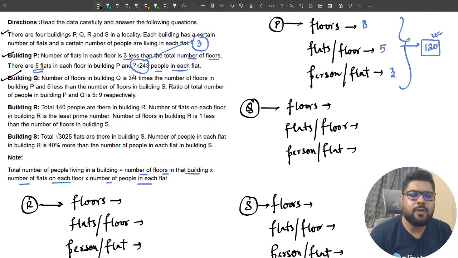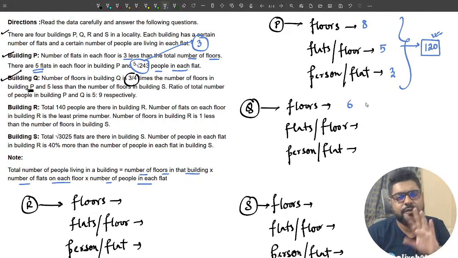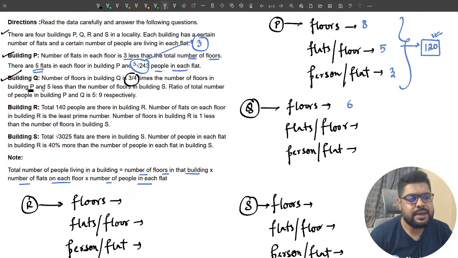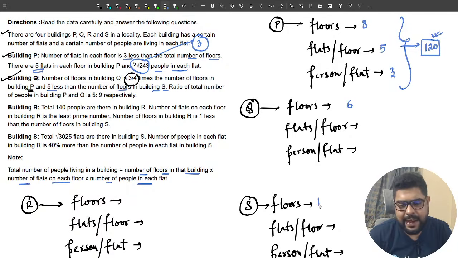Sir, let's start with Q again. The number of floors is 3/4 of P. Sir, P's floors are 8, 3/4 of 8 means 6. And it is 5 less than the number of floors in building S. S will then have 5 more because Q is 5 less. So S will have 11 floors, sir.